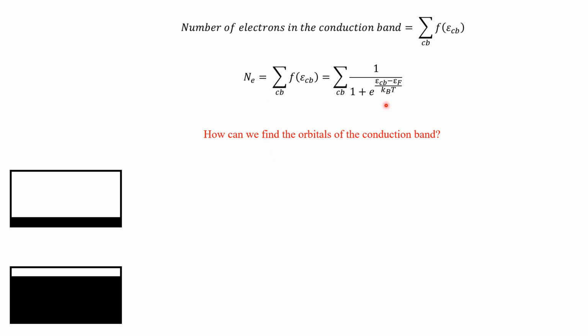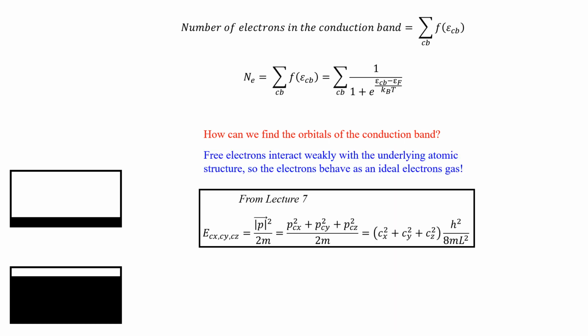Now, to evaluate the sum, we need to find the orbitals of the conduction band. So recall that I mentioned in the previous lecture that free electrons, in other words, electrons in the conduction band, they interact very weakly with the underlying atomic structure. So that means that the electrons in the conduction band, they behave essentially as an ideal gas.